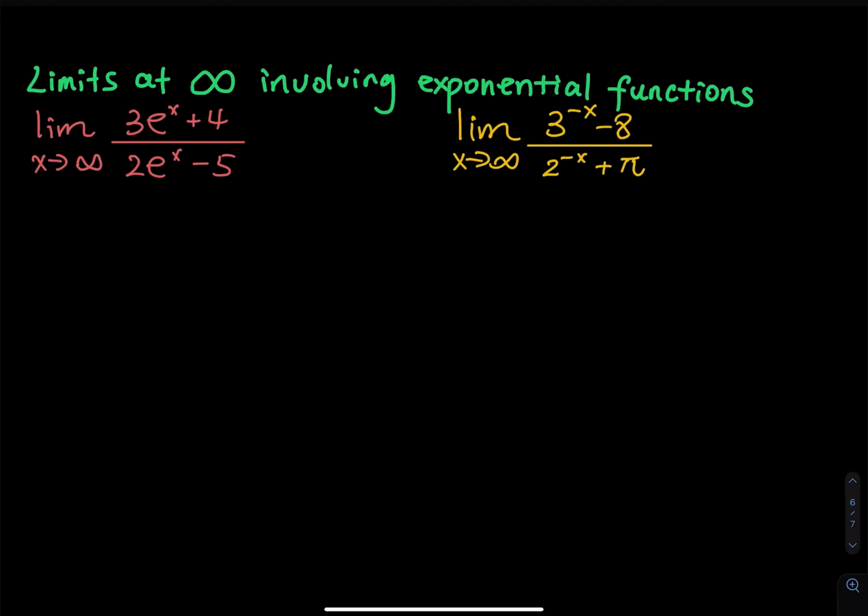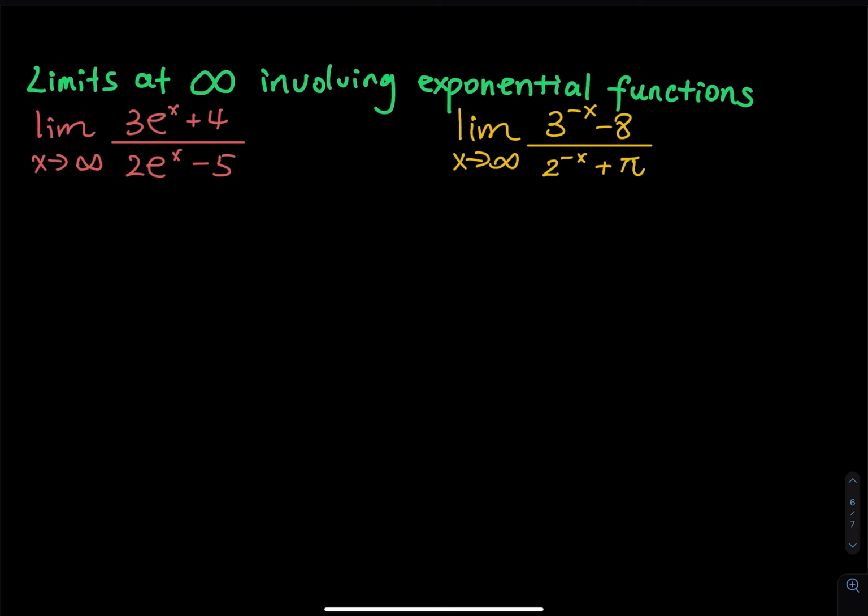Limits at infinity involving exponential function. The first function is 3e to the x plus 4 divided by 2e to the x minus 5. If you just plug in infinity, you will get infinity over infinity, which is undefined.